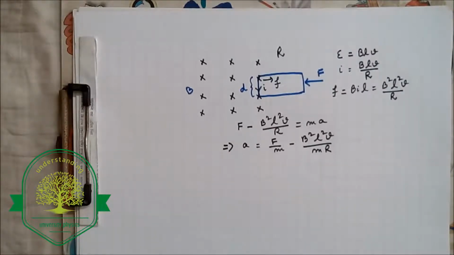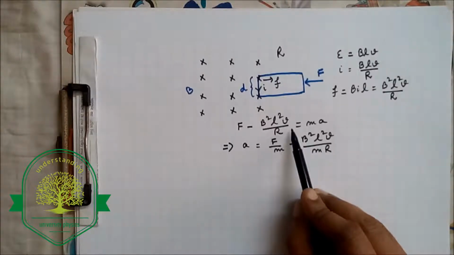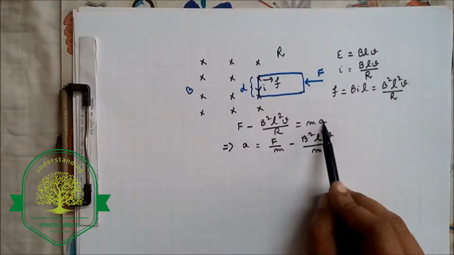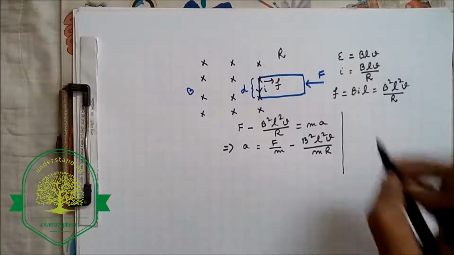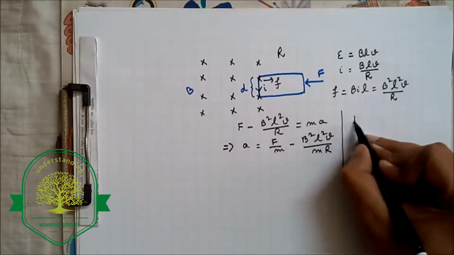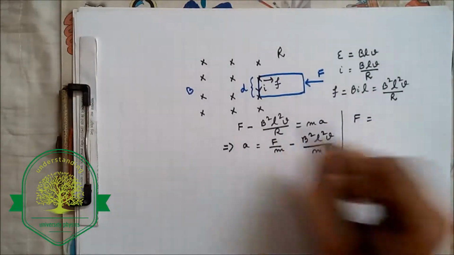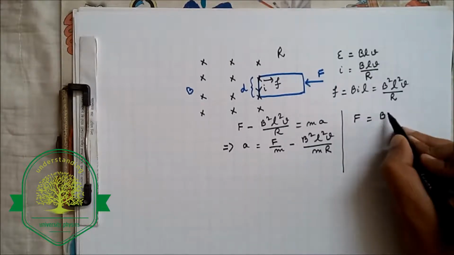In the second part, they are saying that show that after some time the frame will move with constant velocity. So when will the frame move with constant velocity? When the acceleration becomes 0. When will the acceleration become 0? When these two terms are equal. So for the second part, we will equate these two forces or these two terms.